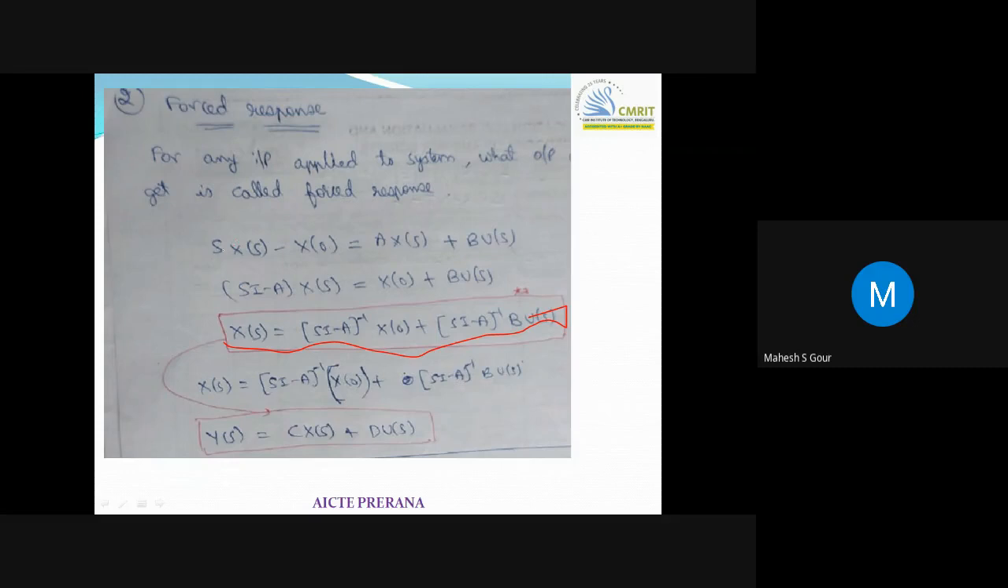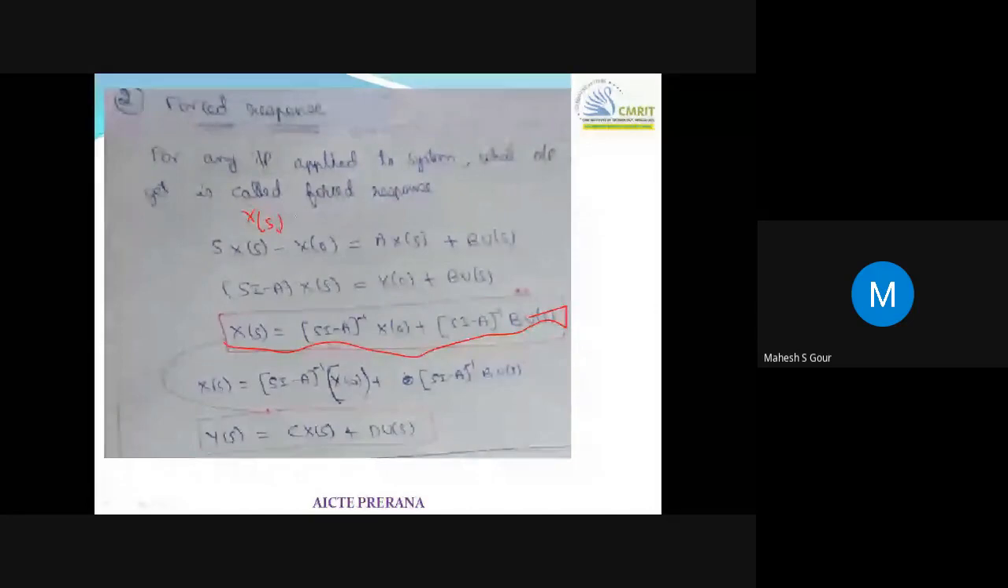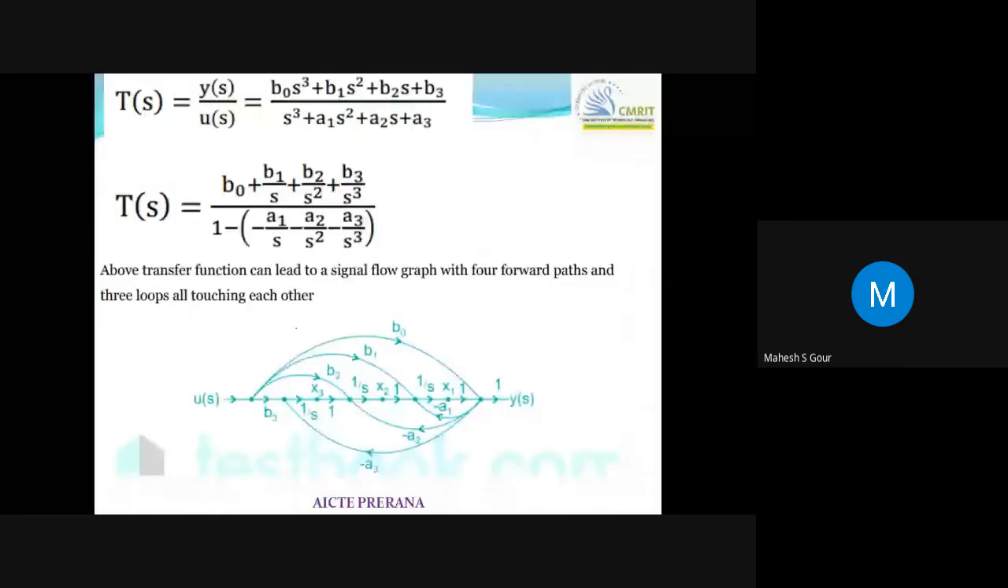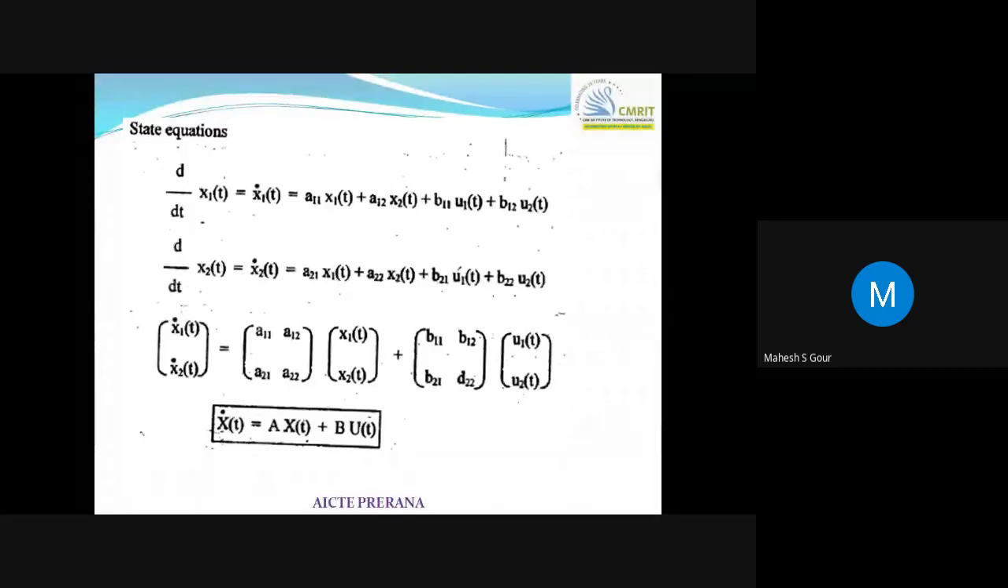See how I have solved. This is your X dot of s formula: X dot of t equals A into x(t) plus Bu(t). When I convert into Laplace, this becomes X dot of s equals A into X(s) plus B into U(s). What is the X dot of s formula? It will be equal to sX(s) minus X(0). So this formula we are going to use.